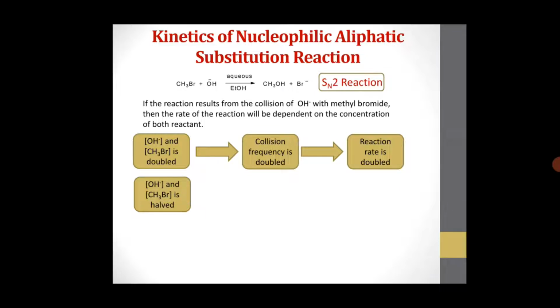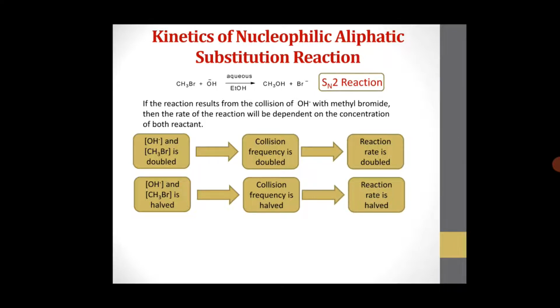Again, if the concentration of the hydroxide ion and the concentration of methyl bromide is halved, the collision frequency is supposed to be halved and the reaction rate also should be halved. Experimentally also, the same thing is observed. Therefore, the rate of reaction is proportional to the concentration of methyl bromide into concentration of the hydroxide ion.